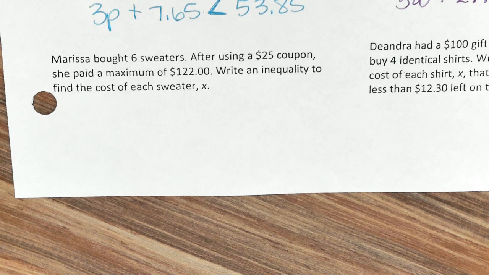Marissa bought 6 sweaters. Now this is one you have to think about. After using a $25 coupon. So when we do coupons, do we add it to our bill or subtract it out? She paid a maximum of $122. Write an inequality to find the cost of each sweater, and they want you to use X for the variable. Go write it. They're not letting you use S for the variable. They said you have to use X.